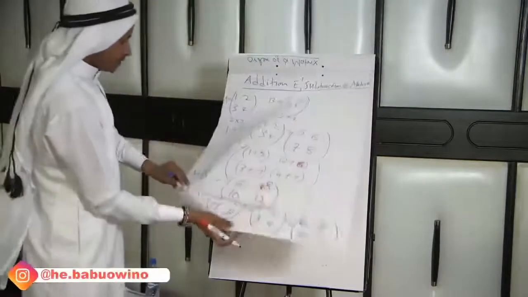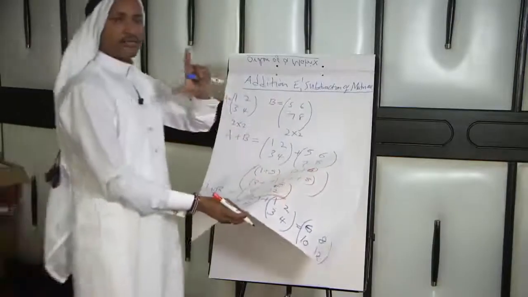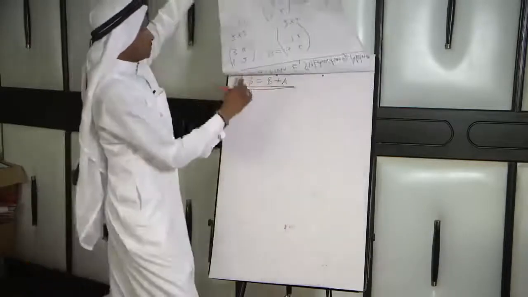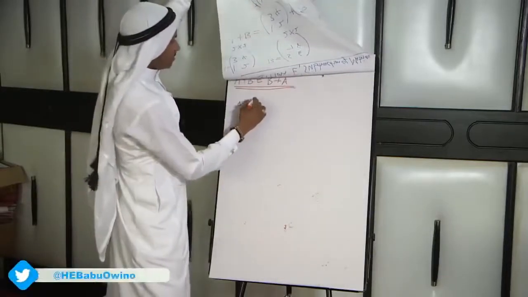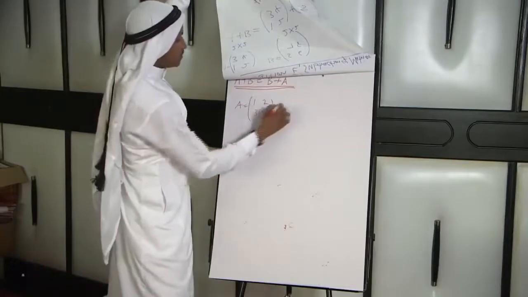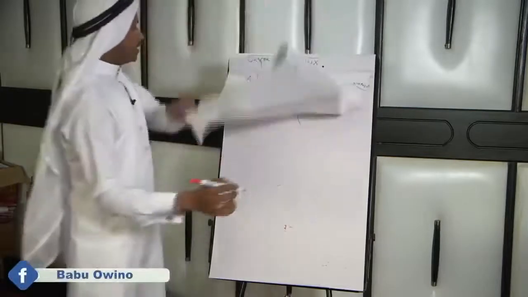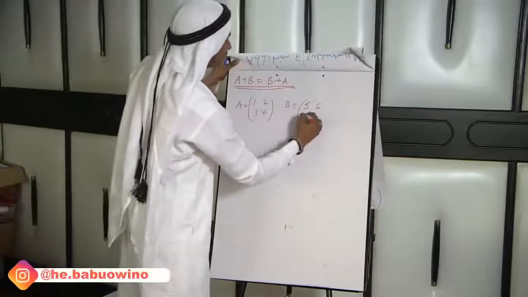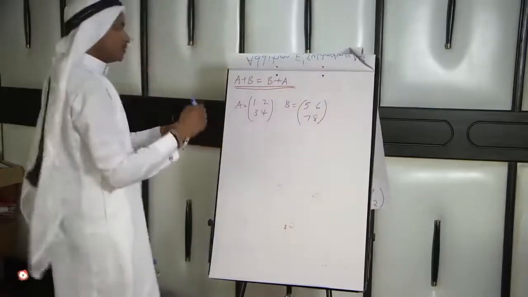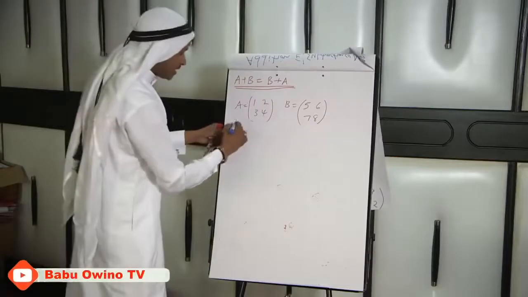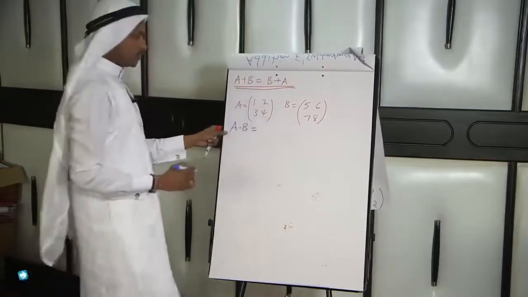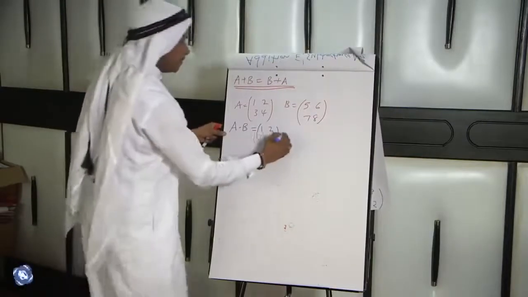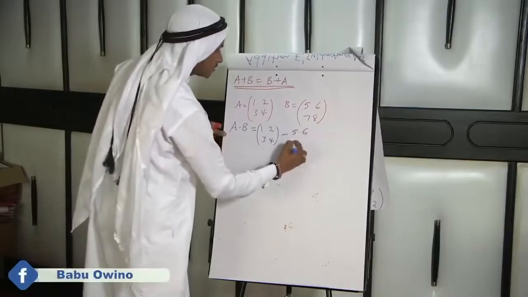Then, the next one, we want to subtract the matrices. So from here we have A is 1, 2, 3, 4. Our A is 1, 2, 3, 4. And our B is 5, 6, 7, 8. So in subtracting, we say A minus B. What do we get? We have our A, which is 1, 2, 3, 4, minus B, which is 5, 6, 7, 8.